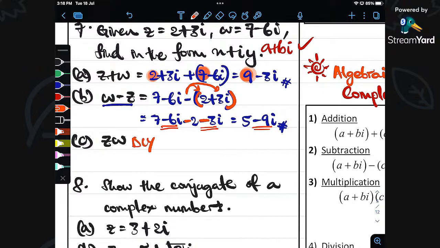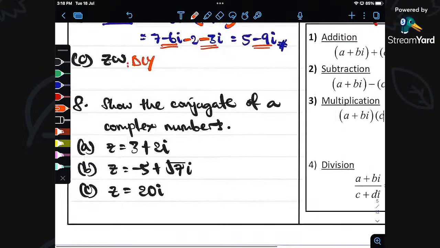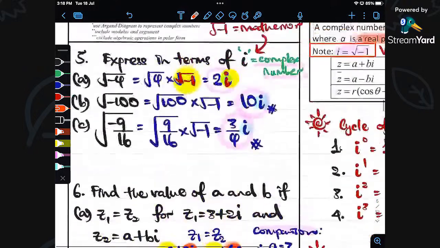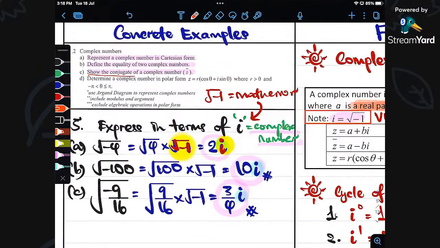So I want you to do it yourself here, DIY. Later, discuss with your respective tutors. Is the answer the same? Compare your answer. Okay. So now we will go to the next goal, which is learning how to conjugate a complex number.